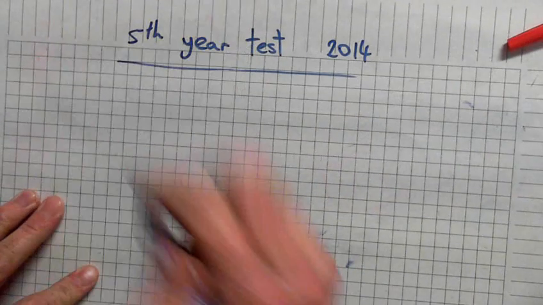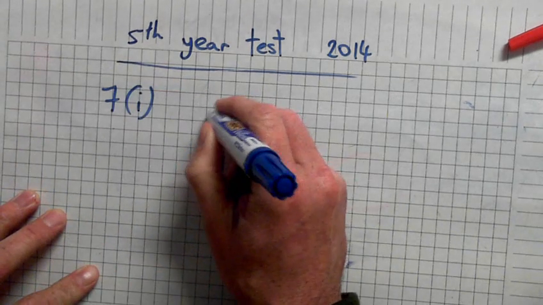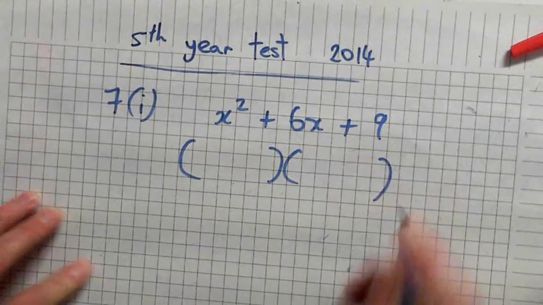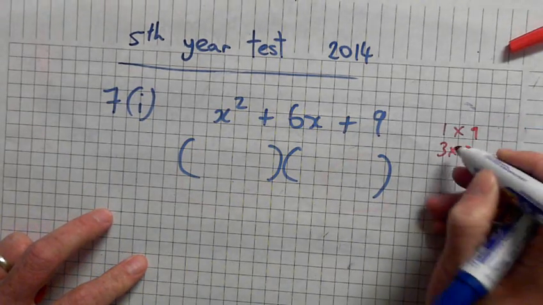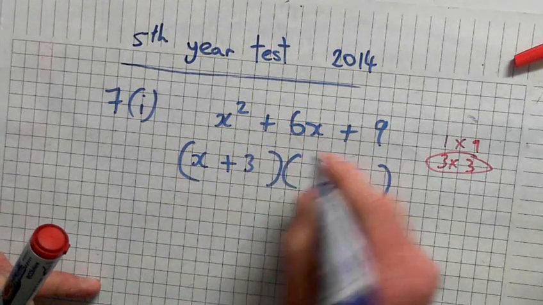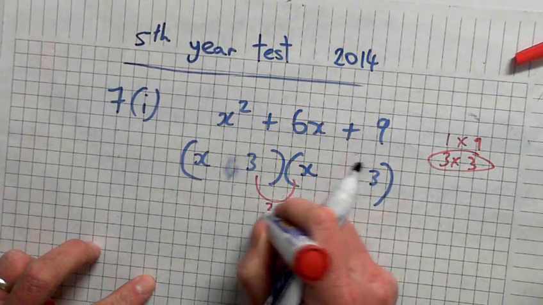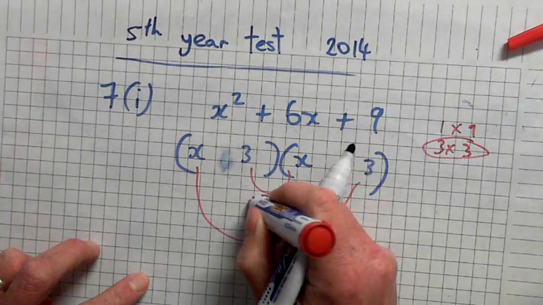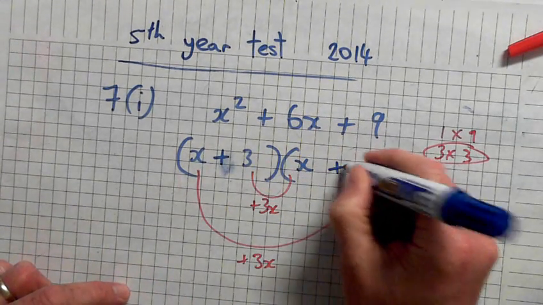Next one. Factorize. This is question 7, part 1. Factorize means find the factors. This was your question. So all you have to do is start off, write out the factors of 9. 1 times 9. 3 times 3. Which pair of factors adds up to 6? 3 plus 3. x plus 3. Well, this is the way you do it. Multiply these two, you get 3x. How do you get 6x? You need a plus 3 and a plus 3 to get plus 6. This sign goes left, this sign goes right.